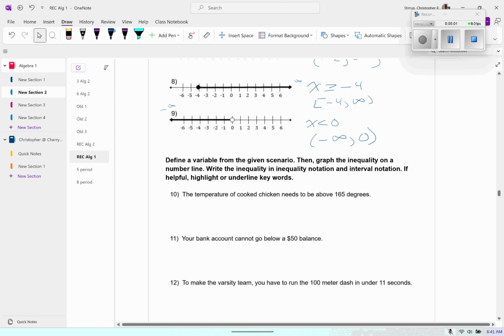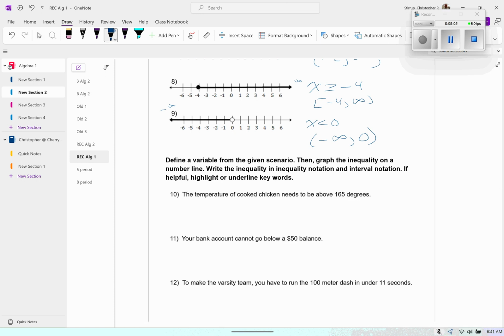Number 10 says the temperature of cooked chicken needs to be above 165 degrees. Okay, so above 165 degrees is going to be this. You really can't get to infinity, but let's just go with it. So this is x has to be greater than 165. This is the interval notation. This is the equation.